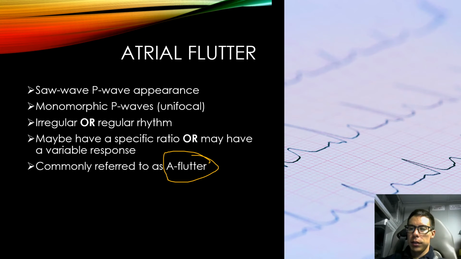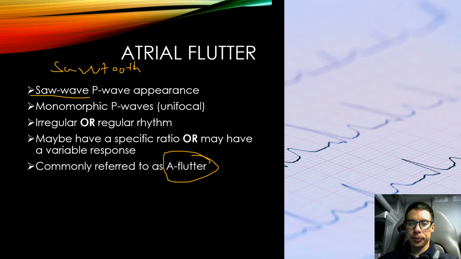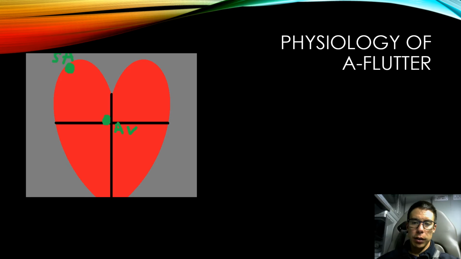Cool. And let's talk real quick actually. There's a saw wave or sawtooth appearance, and that's the morphology for an atrial P wave. We're going to talk about that more, and I'll show you more in the next slide. So let's break down an atrial flutter rhythm. Oh, nope, sorry, first, the physiology of a flutter.